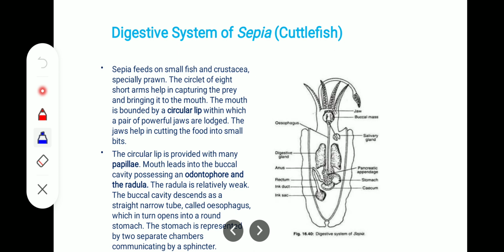The mouth is surrounded by 8 short arms that help in capturing the prey and bringing it to the mouth. The mouth is bounded by a circular lip within which a pair of powerful jaws are lodged. The jaws help in cutting the food into small pieces. So the first part of the digestive system is the mouth. Mouth is surrounded by 8 tentacles, and the function of the tentacles is to capture the prey and bring it into the mouth.